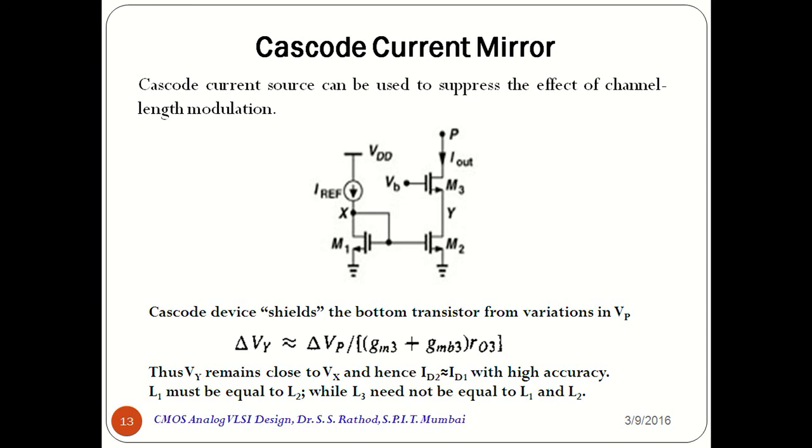In order to suppress the effect of channel length modulation, let us study the cascode current source. So this is the figure with the cascode current source. M1 and M2 along with I reference is a simple current mirror circuit, and we have connected M3 in cascode with M2. VB is the biasing voltage which is chosen such that Vy is equal to Vx. Then I out will precisely track the I reference IREF.